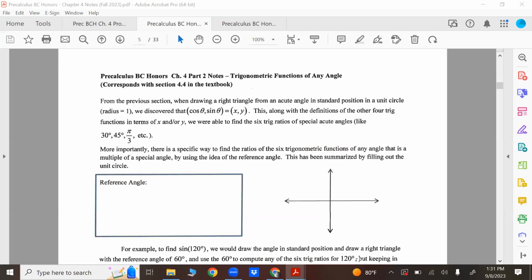Anyway, we talked about drawing a right triangle from an acute angle in standard position in a unit circle. We discovered cosine is x, sine is y, and so on.